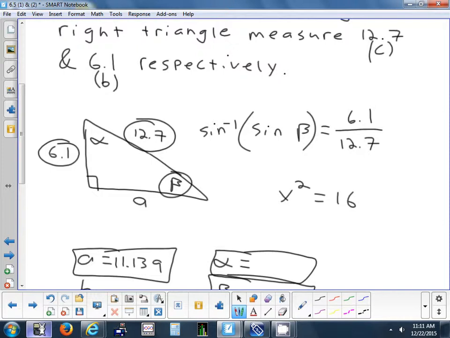You wouldn't say multiply each side by square root. You'd just say take the square root of both sides. I didn't multiply the square root times x squared; I'm plugging this into the square root. Same thing here. I'm going to plug all of this into inverse sine. It's going to cause those to cancel, and on the right, I'm going to take the inverse sine of 6.1 over 12.7. And then that will give me beta.